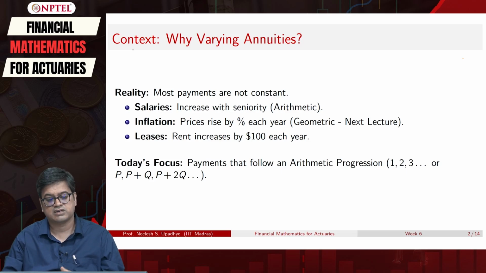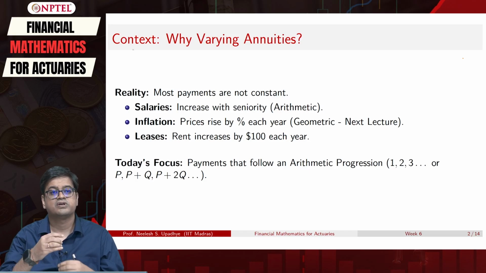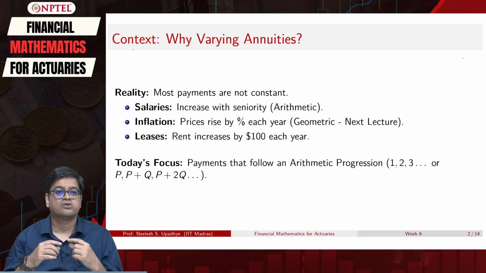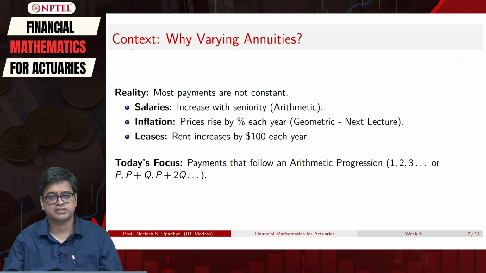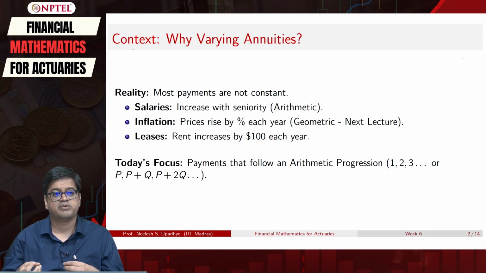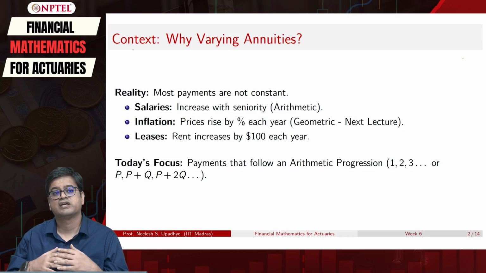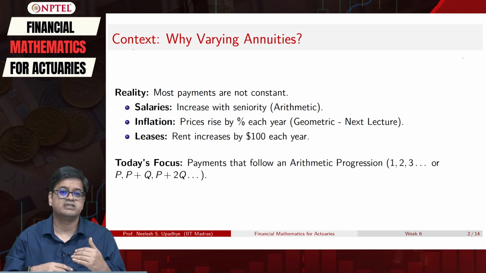We will fix our focus right now on arithmetic progression. That means between two consecutive payments there is a constant increase. This is something called arithmetic progression. In this case, if my first payment is P, the second payment will be P plus Q, and the third payment will be P plus 2Q. If I take the difference of any two consecutive numbers, I will get a constant difference. That reflects in our payments as a constant increase by a fixed amount.